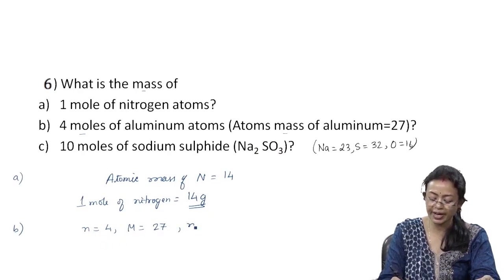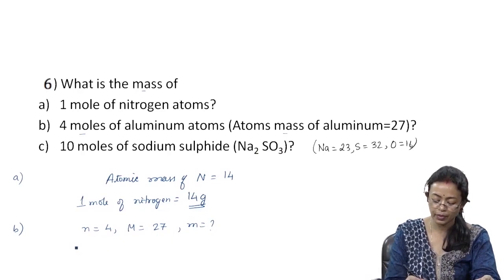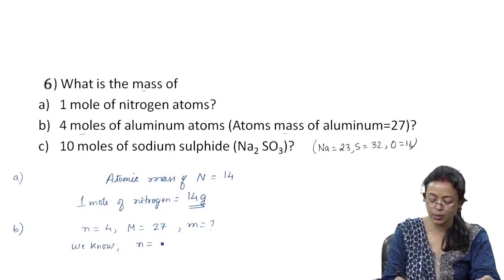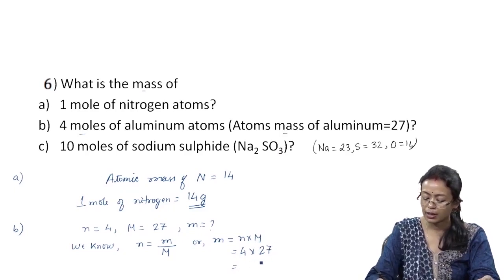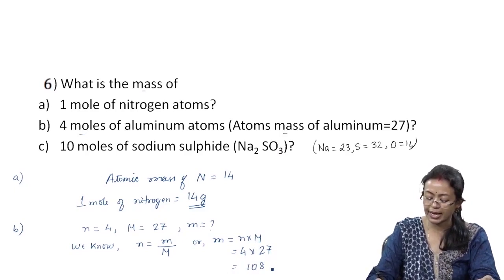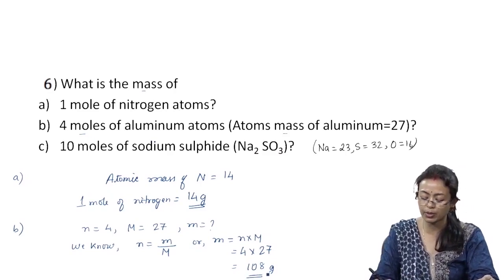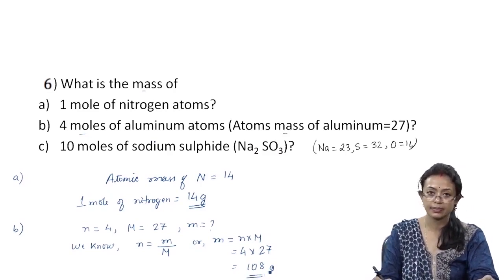So we need to find out what is m. We know n is equal to m by capital M, or m is equal to n into M. So n is already known to be 4 and M is 27. So 4 into 27 is 108 gram. So 4 moles of aluminium atoms will be equal to 108 grams.